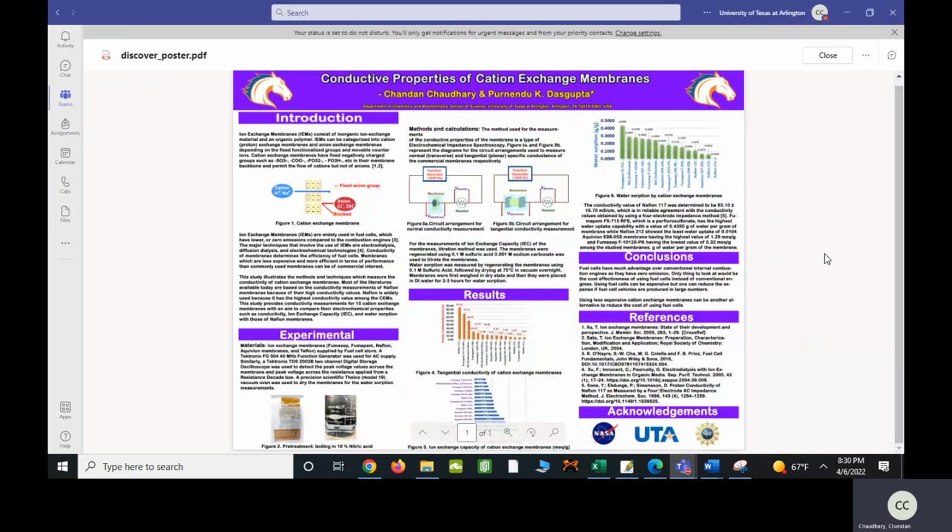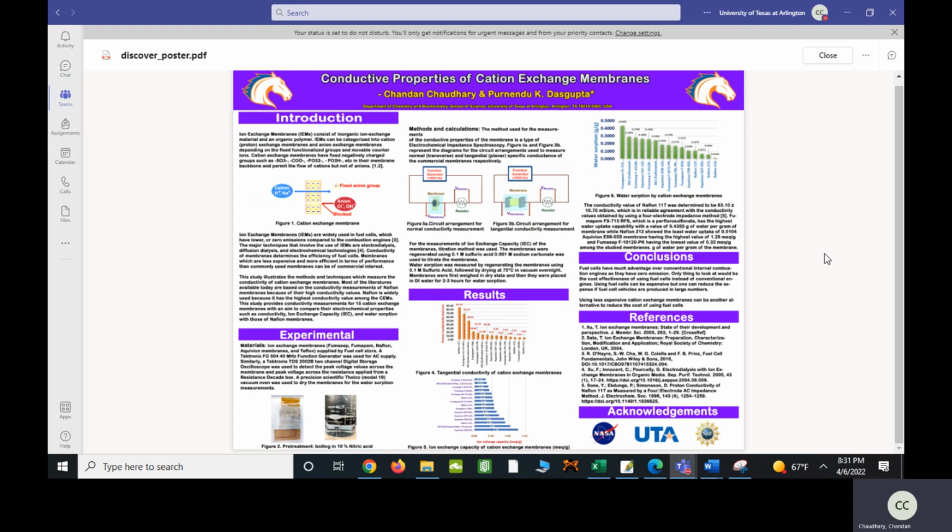Hello everyone. This study is about the conductive properties of cation exchange membranes. Cation exchange membranes are ion exchange materials which have negatively charged fixed groups such as sulfate, phosphate, carbonate, etc. in their membrane backbone, which allow the flow of oppositely charged cations, but anions are blocked due to electrostatic repulsion. As you can see in figure 1, the cations are easily able to pass through the cation exchange membranes while the anions are blocked due to electrostatic repulsion.